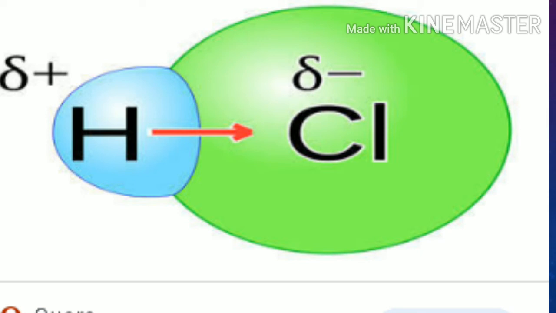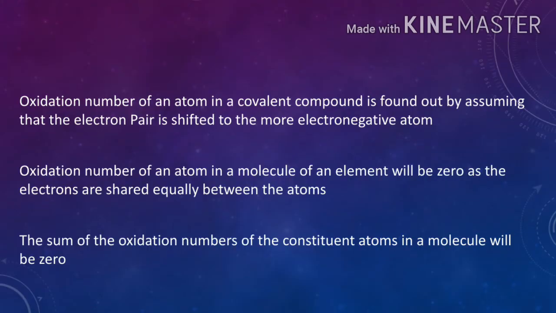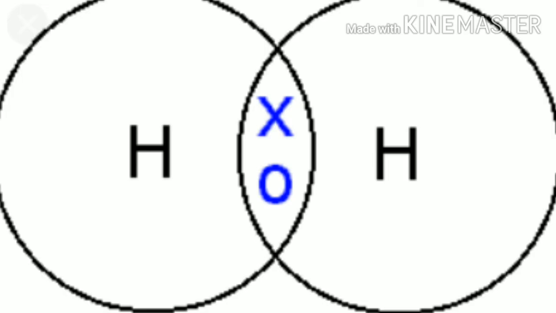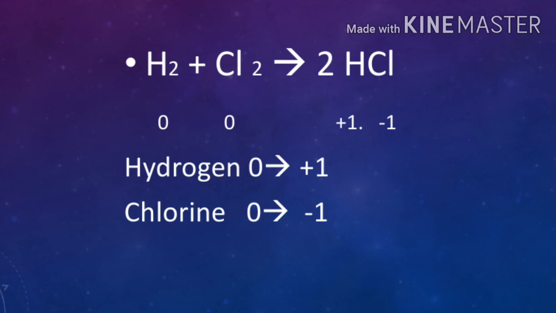Another important point is that the oxidation number of an atom in a molecule of an element will be 0, as the electrons are shared equally between the atoms. Let's see the hydrogen molecule on the reactant side. Here the electrons are shared equally between the atoms. There is no electronegativity difference between these two atoms because they are the same. So the oxidation number will be 0 because there is no charge separation.